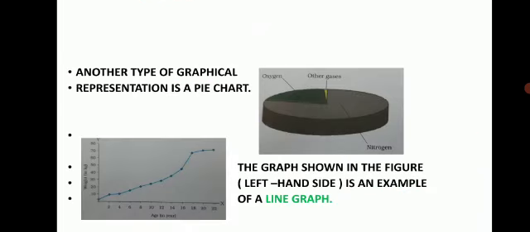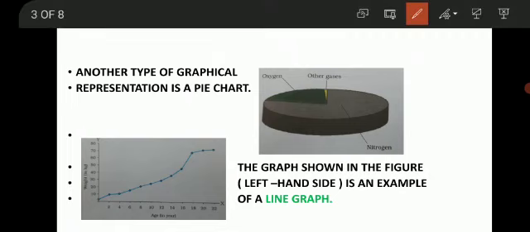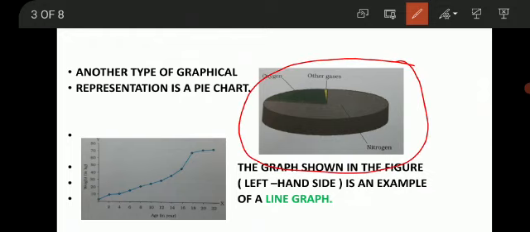Then you see another type of graphical representation, a pie chart, and this particular pie chart is showing the composition of air. Then you see the graph shown on the left hand side, which is an example of a line graph showing the change in weight of a man with age.